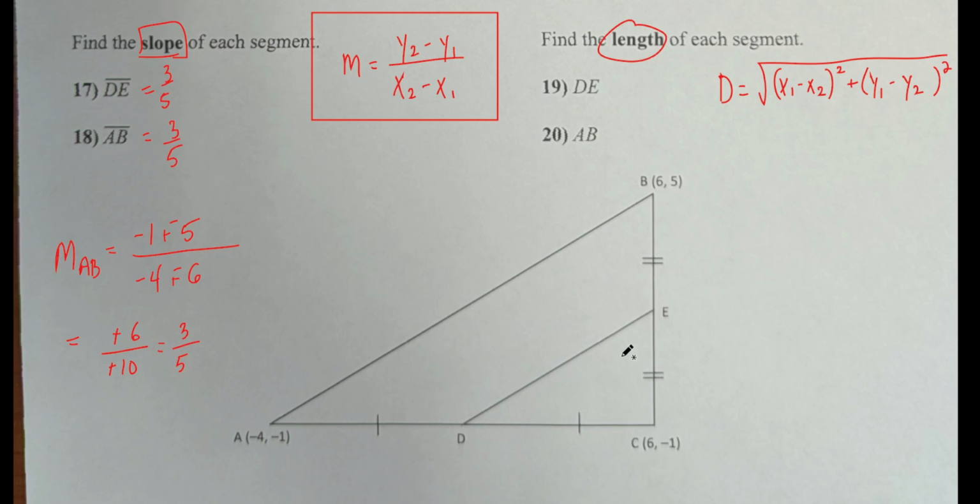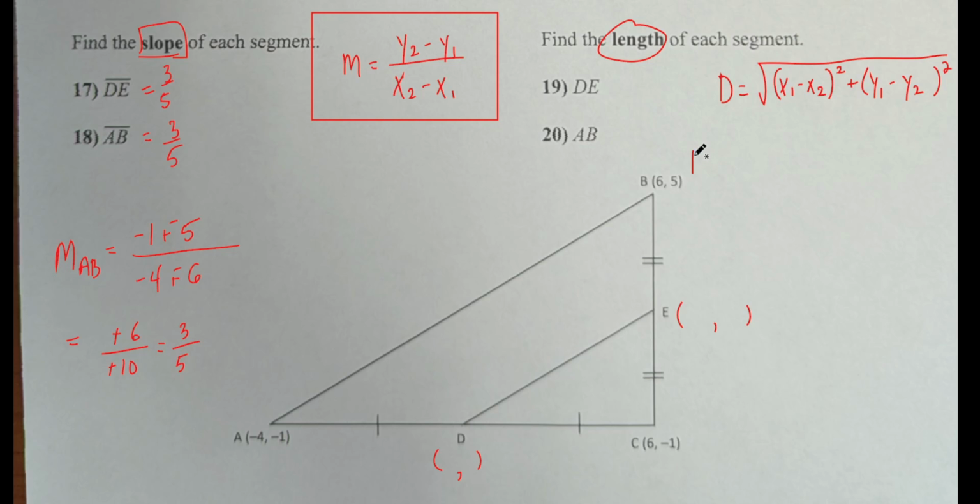Now look, I can't find the distance of DE because I don't know those ordered pairs for D and E. But I can find AB. Once I get AB, what can I do to find DE? Remember, this is a mid-segment. It's smaller. It's half of this. So once I get AB, whatever it is, what do I do to get DE? Just divide it by 2. So we've got to find AB.